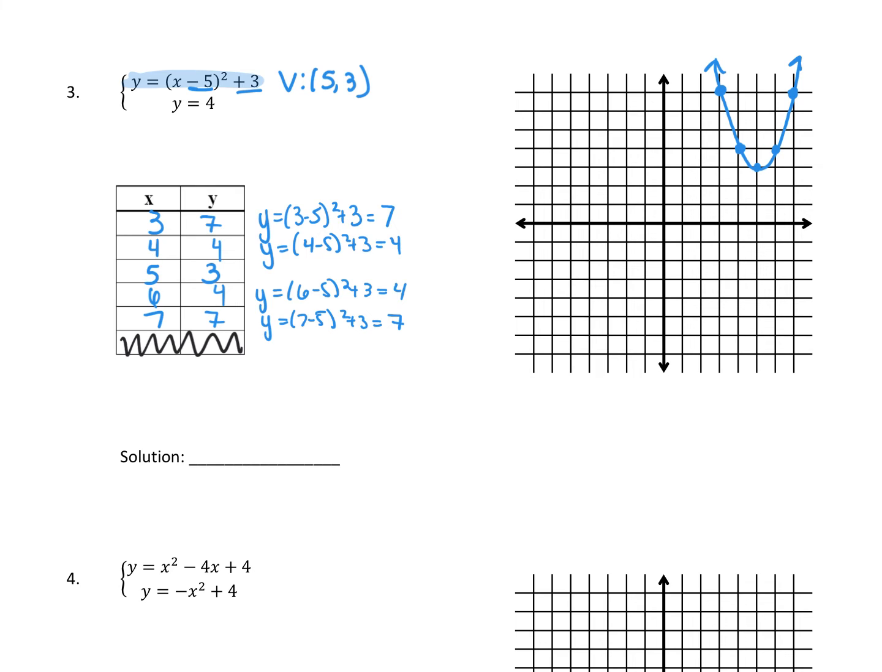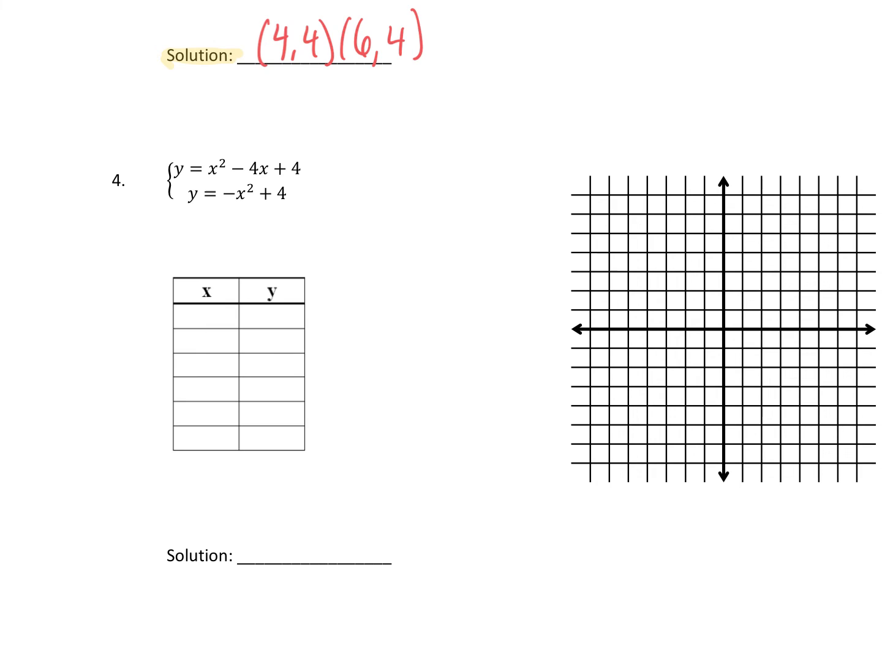All right, now let's graph this line. So y equals 4 is the same as y equals 0x plus 4. We just don't write the 0x. So a 0 slope would be a flat line. So I'm going to go up to where y is 4, and I'm going to draw a line with no slope, which is just a horizontal line. After I do this, I can see my two solutions are here and here. So they're going to be at (4, 4) and at (6, 4).